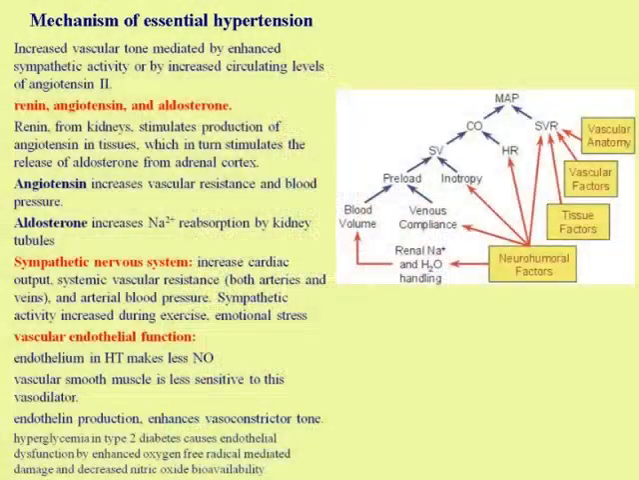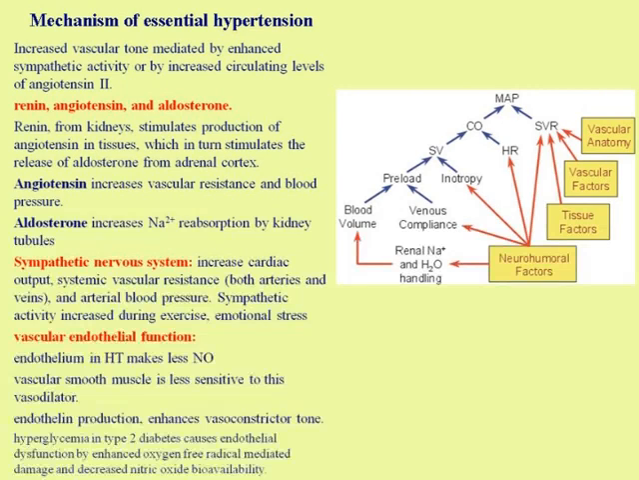There's a system called the renin-angiotensin system, which affects a chemical called aldosterone in the kidneys. Now, renin comes from the kidneys. It produces angiotensin in the tissues, particularly in the lungs. And then this, in turn, stimulates the release of aldosterone in the adrenal cortex. So angiotensin increases vascular resistance, and therefore the blood pressure. Aldosterone increases the sodium reabsorption by the kidneys, and therefore the amount of blood. So this mechanism is a vicious circle in itself. You're increasing the cardiac output, and you're increasing the pressure you've got to push it through.